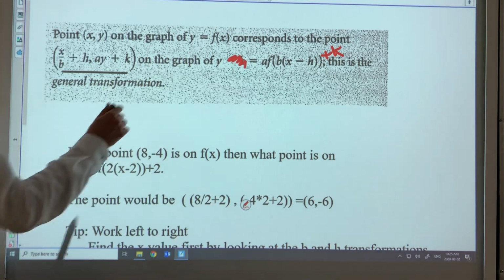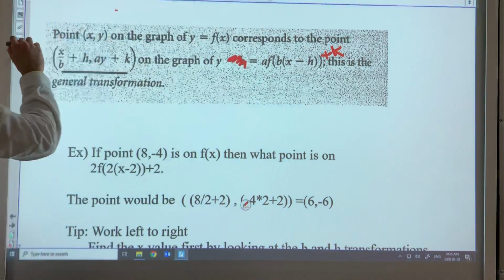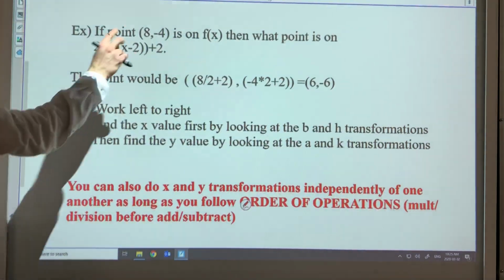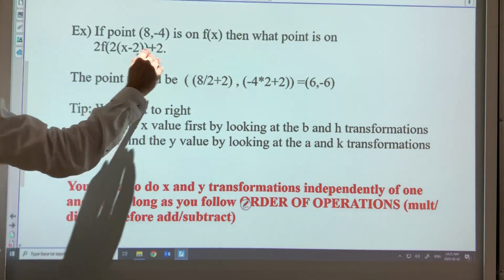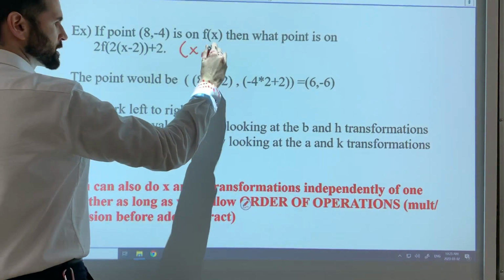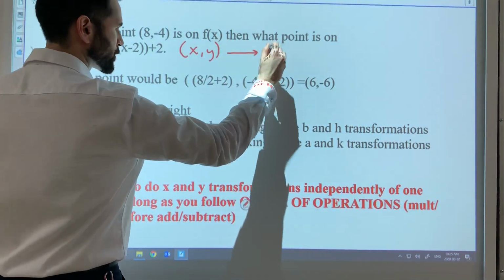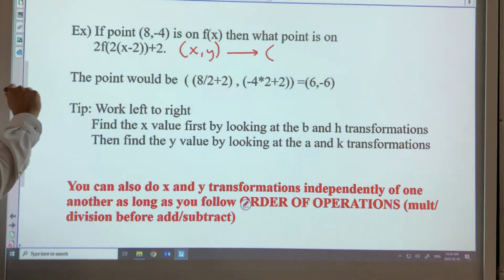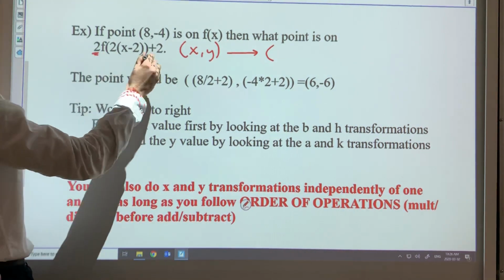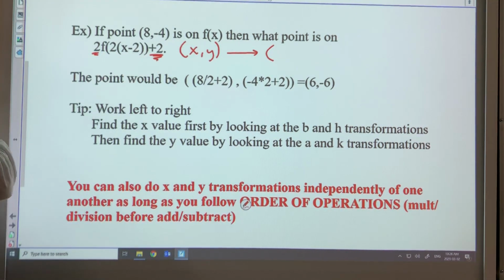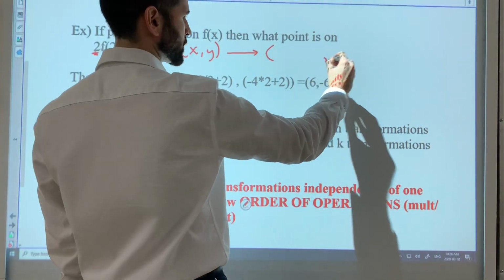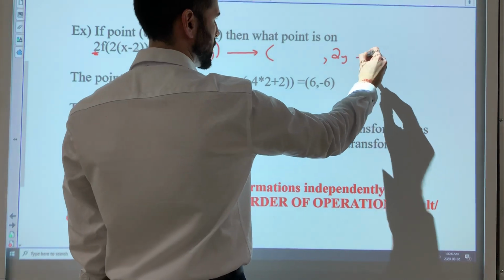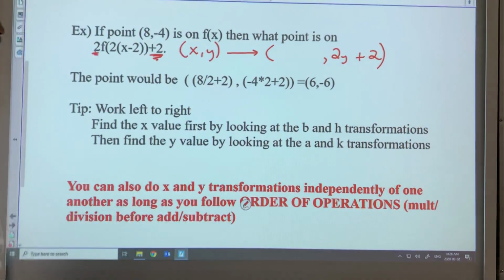Now let's practice with a point. So if we take the point 8, negative 4, we say it's the original point, it's on f of x, then what would be the new point on this graph? Well, let's practice doing this. I think it's a good idea to write your transformations out. Okay, so if you want to look at the y ones first, here they are. So I'm going to go 2 times y plus 2. Leave myself some room for x, and I'm going to go 2 times y plus 2. So that's what happens to the y value.